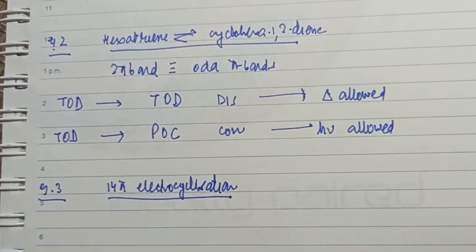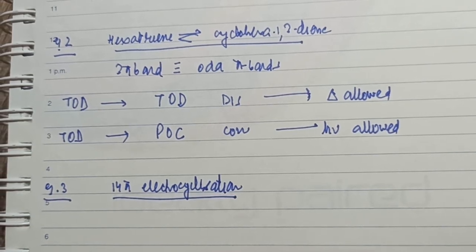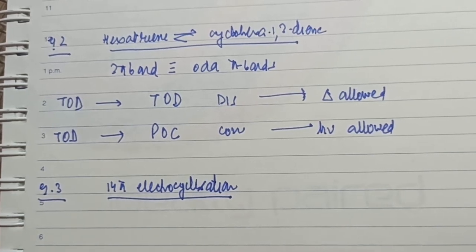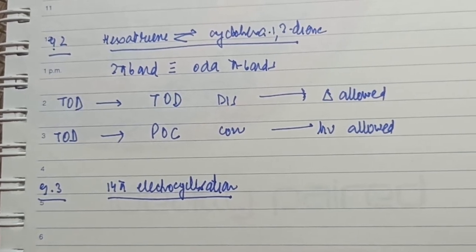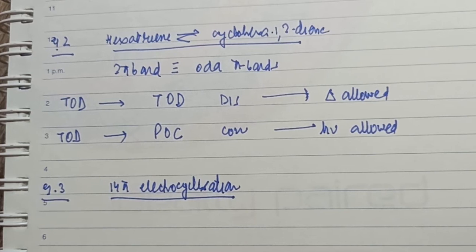A 14 pi electrocyclization process. No figuring out the PMO, OCD, FMO approach, no figuring out the selection rules. Just in a split second, or in a fraction of time, you'd be able to work out the reaction conditions. Just move with me. 14 pi electrons, 7 pi bonds, odd number of pi bonds, TOD is to be applied, O is same, that means disrotatory thermally allowed, conrotatory photochemically allowed. This fast we can work out.